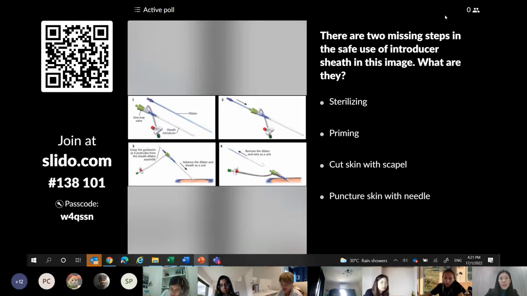This one, I guess you would be very familiar with already. So again, in these introducer steps, I can tell you that there are two missing steps in the safe use of the introducer sheath. Which steps are missing? Are we missing a sterilizing step or a priming step? Or did we not cut the skin before introducing, or not puncture the skin with a needle?